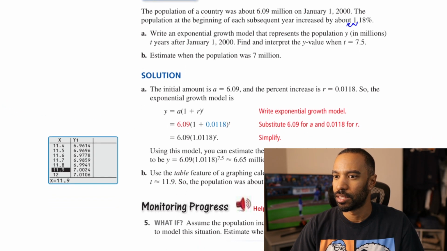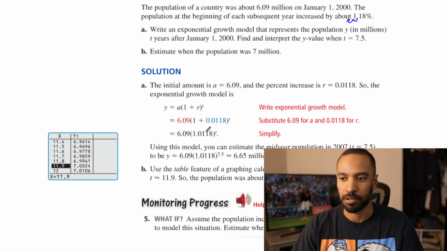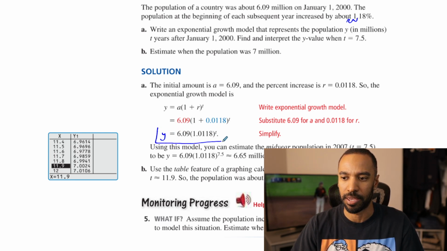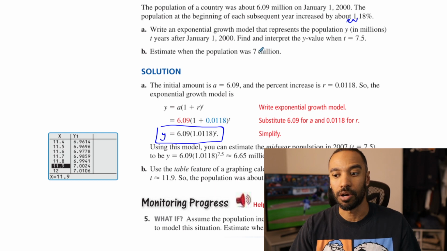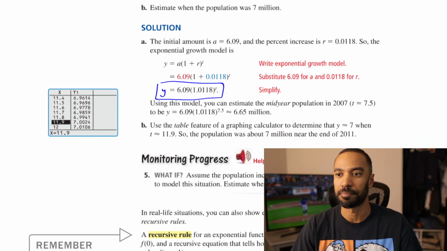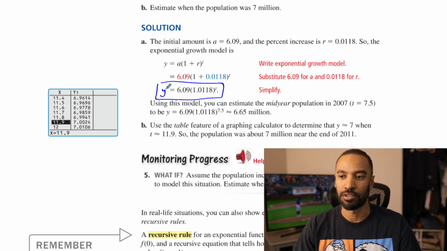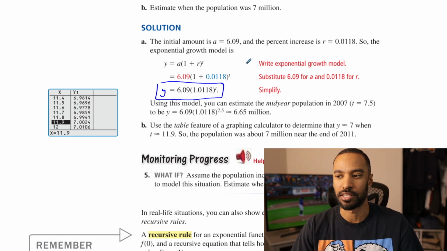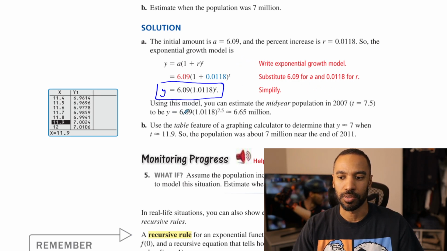And then we write a model first. Now the model basically still has t in it because we haven't yet answered a question based on that. So this would be the model of it. And then they ask, estimate when the population was 7 million. Oh, in fact, we're not substituting for t at all. Well, we sort of are. They said estimate. When was it 7 million? Now we have to substitute 7 for y because the y is in millions here. And we have to figure out what t value gets you there.